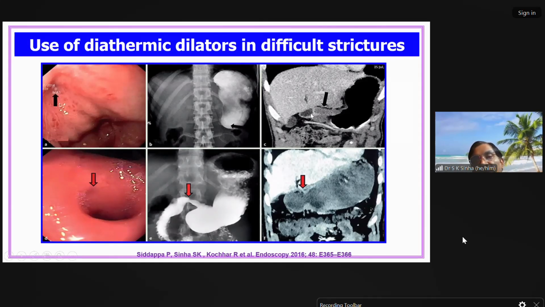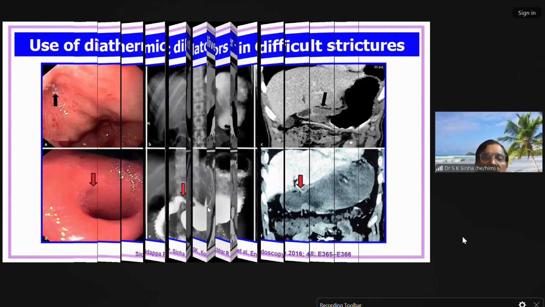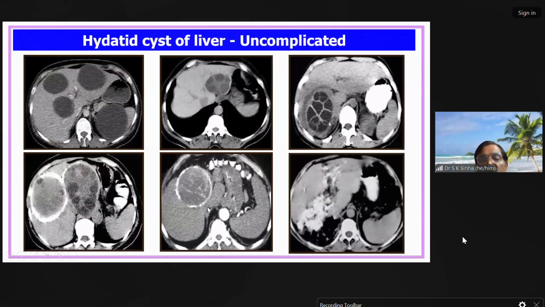And then you see the length of the stricture on this CT scan of the abdomen. This is from one of our papers, where we used diathermy for negotiating this stricture. The routine guide wire was not going through, and then ultimately it was dilated after the diathermy. This type of picture you will commonly get in the exam.